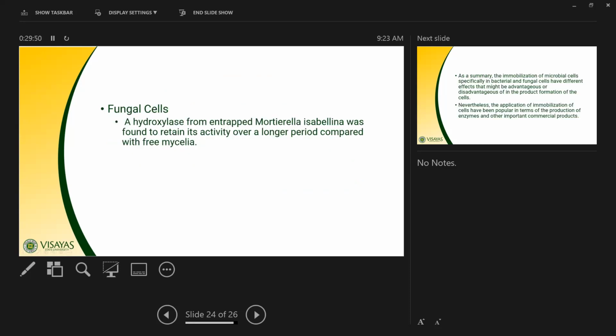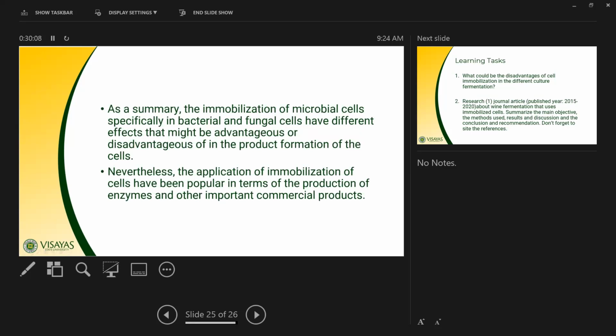For the fungal cells, a hydroxylase enzyme from entrapped Mortierella isabellina was found to retain its activity over a longer period compared with free mycelia. Now, as a summary, the immobilization of microbial cells, specifically bacterial and fungal cells, has different effects. As you have observed, there is increased production, and there is also reduced production. That might be advantages or disadvantages in the product formation of the cells.